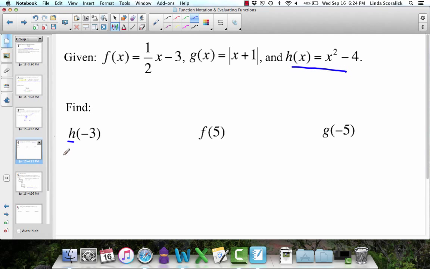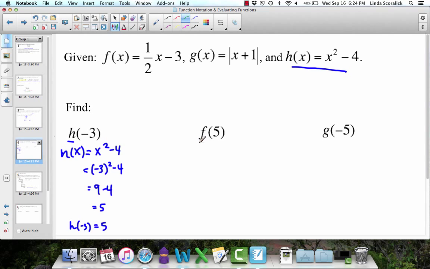So here, if I'm asked to find h of negative 3, the first thing I'll do is write down the h function. h of x equals x squared minus 4. Take the input of negative 3 and substitute it for x. And now simplify using your order of operations. Negative 3 squared is negative 3 times negative 3, which is positive 9. 9 minus 4 is 5. So h of negative 3 is 5.